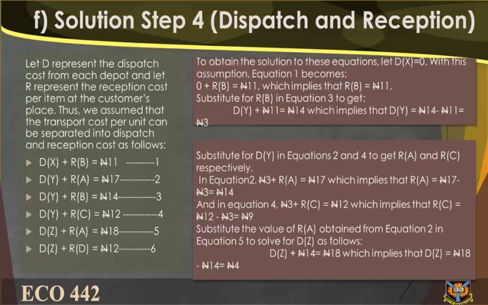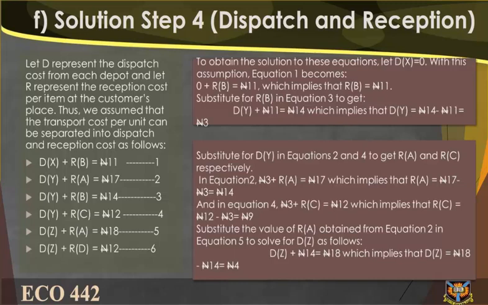In equation 2, 3 naira plus R(A) equals 17 naira, which implies that R(A) equals 17 naira minus 3 naira equals 14 naira. And in equation 4, 3 naira plus R(C) equals 12 naira, which implies that R(C) equals 12 naira minus 3 naira equals 9 naira.